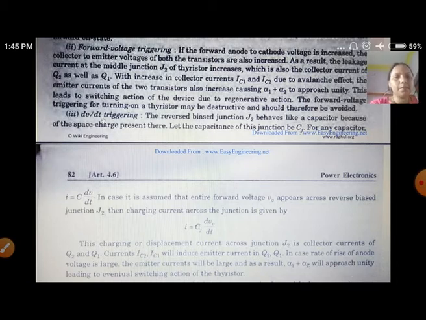Understood? And when alpha 1 plus alpha 2 reaches unity, this leads to IA tending to infinity. And IA tending to infinity means the switching action of the thyristor is done. That means the thyristor switches from the off state to the on state. So this is the dV by dt triggering mechanism under the two transistor analogy.